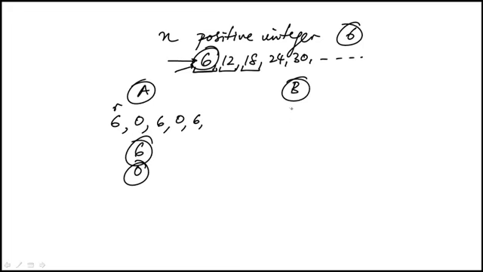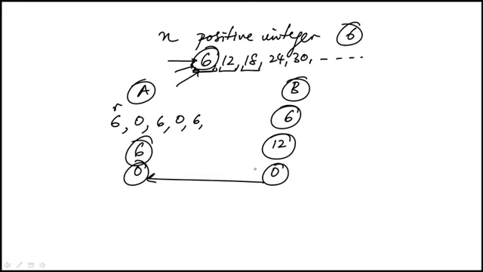Quantity B is the remainder when n is divided by 18. If I start with 6, the remainder is 6. It could be 12. If I divide 18, it's 0. So I have a possibility that if n is 18, then here the remainder is 6, and here the remainder is going to be 0.